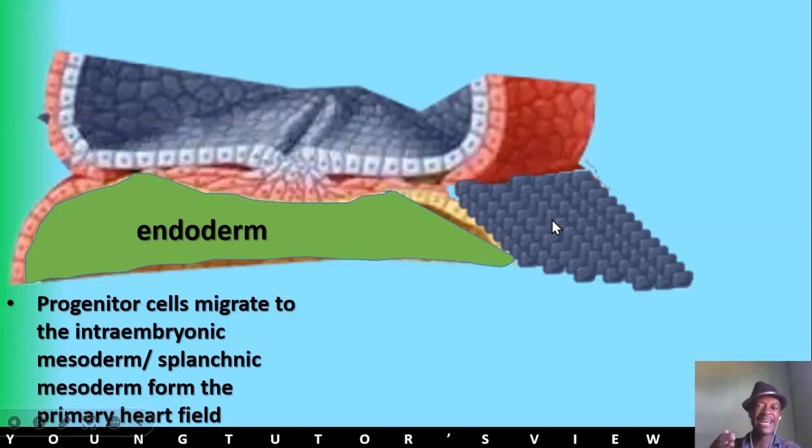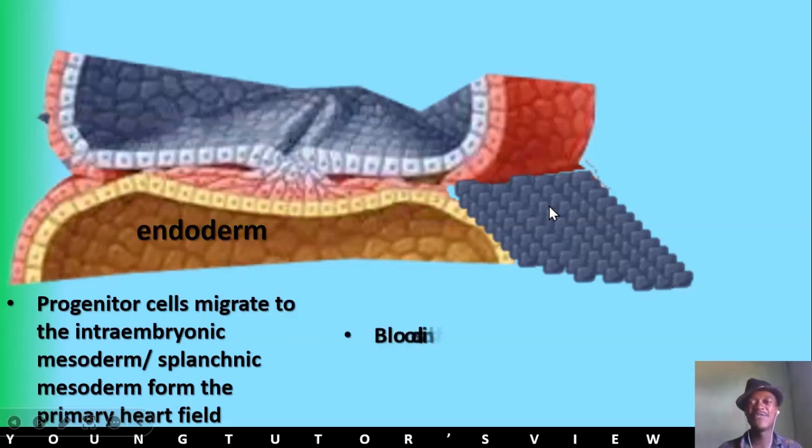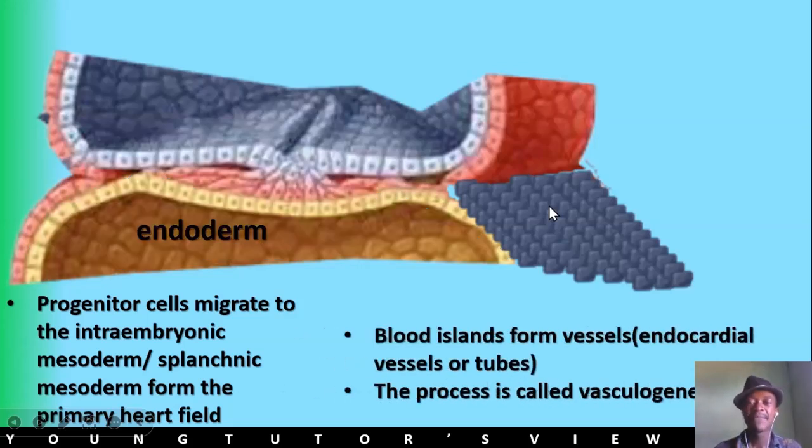So those blood islands that form here by differentiation of the progenitor cells are going to form our endocardial vessels, and that process is called vasculogenesis. Yeah, so that is the primary heart field formation. So in the primary heart field, we have these progenitor cells forming the endocardial tubes via the process of vasculogenesis. Okay, so let's continue from here to see what is happening to the primary heart field.